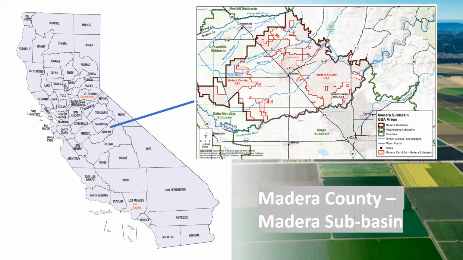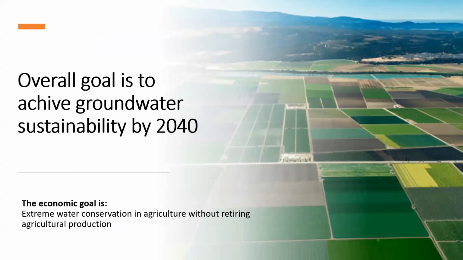So Madera County, for those who don't know, is in the middle of the state. And the basin itself is kind of in the middle of the county. That's where the aquifer is that we're managing here. The overall goal, as in all GSAs, is to be sustainable by 2040 and to cut the economic loss as much as possible by having extreme conservation, but not without retiring agricultural land. And that's the tough part, is that agricultural land is the main economic driver for many of these regions. So it's important to keep it fully producing.